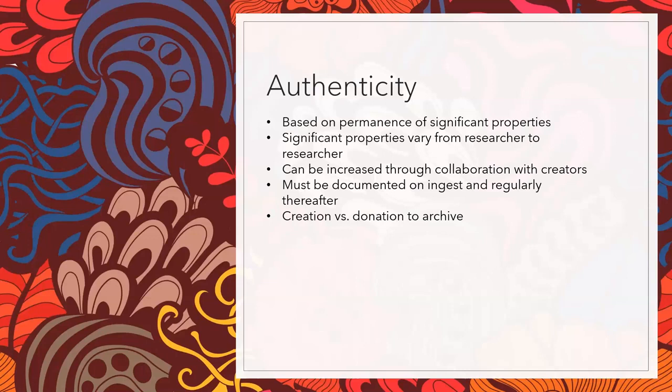So in the Herzinger article, they made some steps to try and work with records donors and increase the chances that they were going to receive records that were more authentic. But that's not necessarily something that every archive can do. So again, you just kind of have to think about the resources that your archive has to bring to bear on authenticity, and really just do the best that you can.